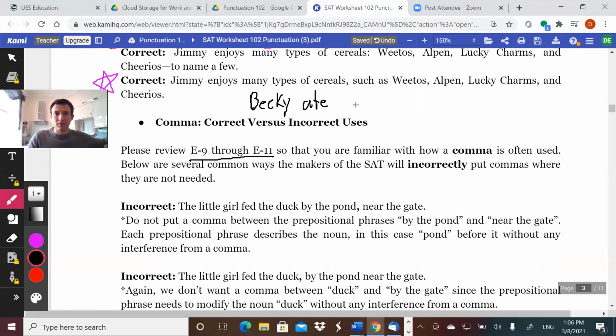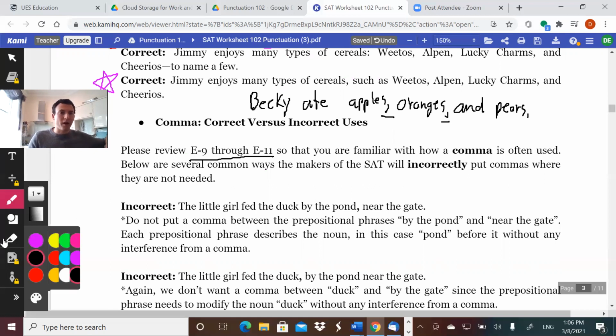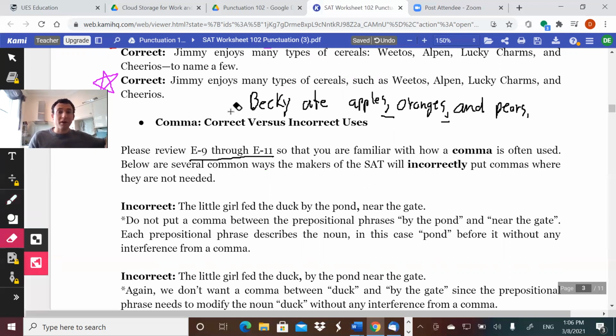ate apples, oranges, and pears. So whenever you have a list of 3 or more items, you have to put a comma between the items, and you do put the comma before the "and" for US grammar. So that's one use of commas.